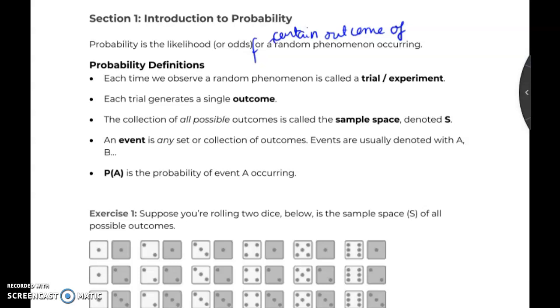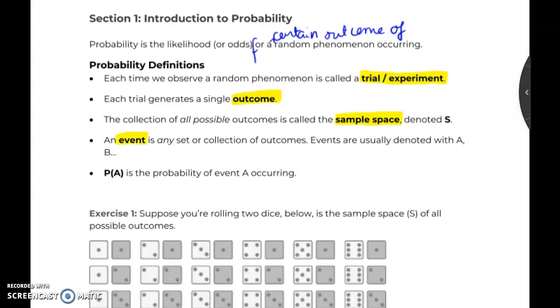First of all, each time we observe a random phenomenon, it's called a trial or experiment. Each trial generates a single outcome. A trial could be rolling two dice, so we could have two dice rolls as our single outcome. The collection of all possible outcomes is called the sample space. We use the letter S to denote it.